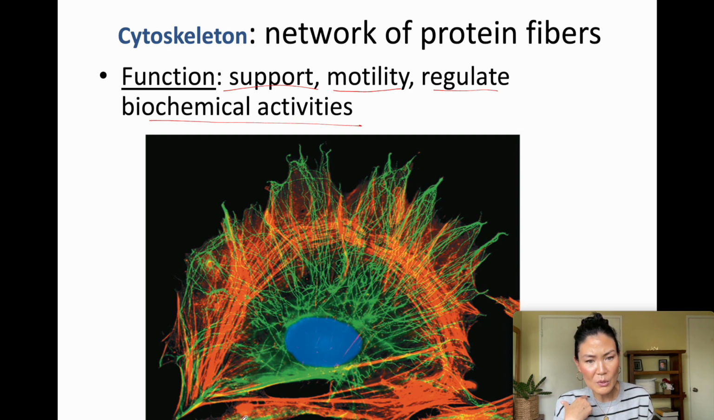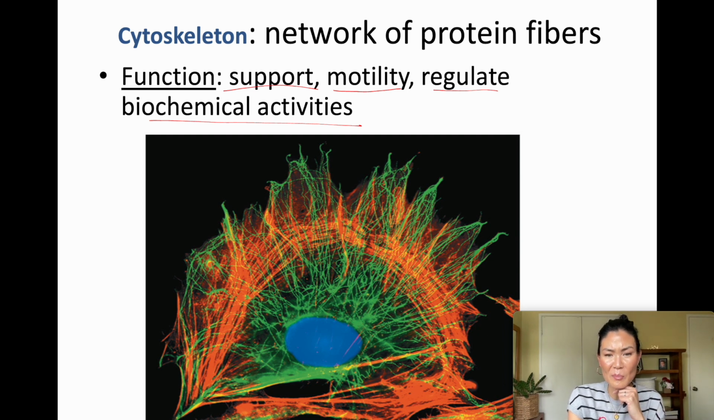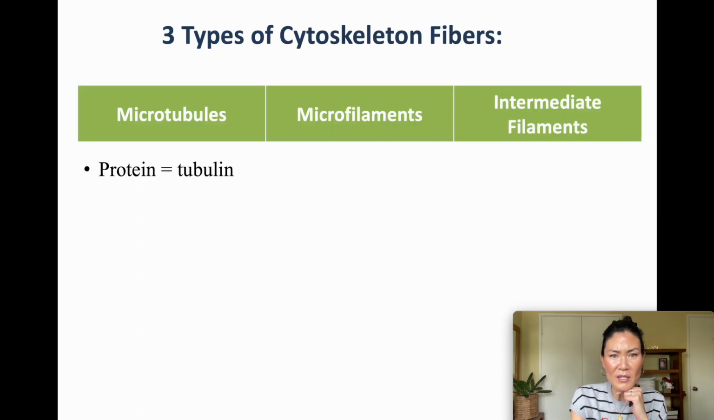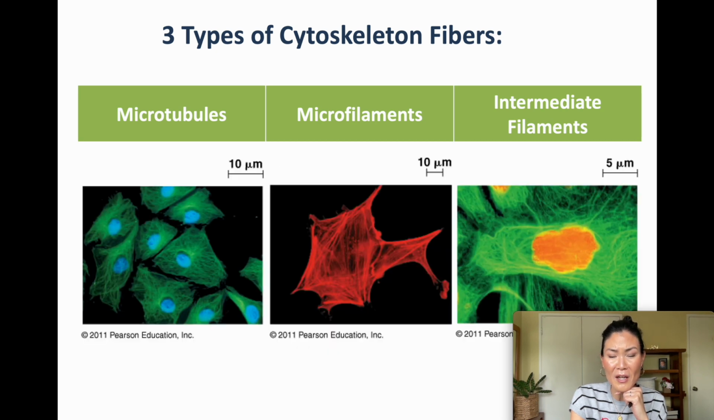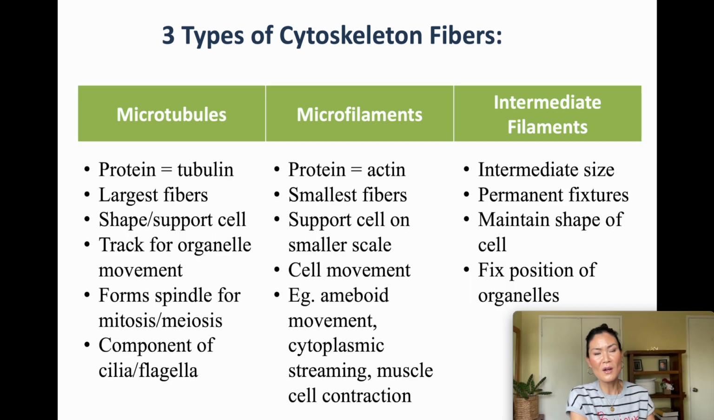So this is a beautiful photo where they have, using fluorescent molecules, labeled, okay? Fluorescently labeled the cytoskeleton. And you can see it in green, you can see it in orange, okay? It provides support for the cell. So there's 3 types of cytoskeleton fibers, and actually you don't need to know all of this stuff, okay? Let me just highlight the ones that you should know.